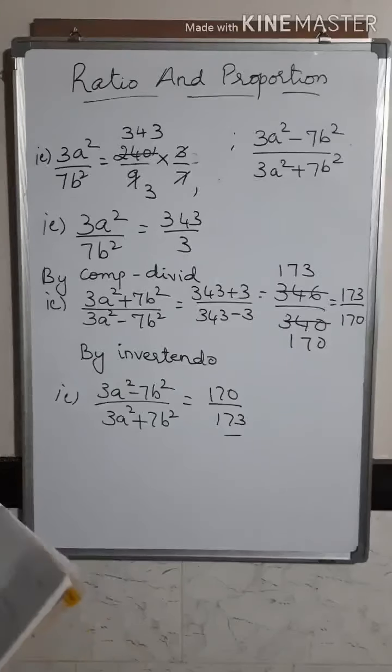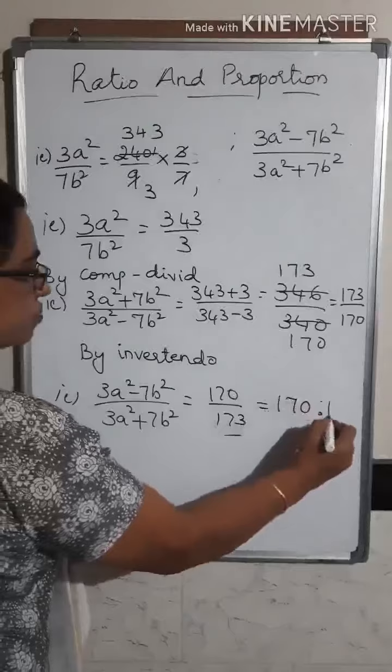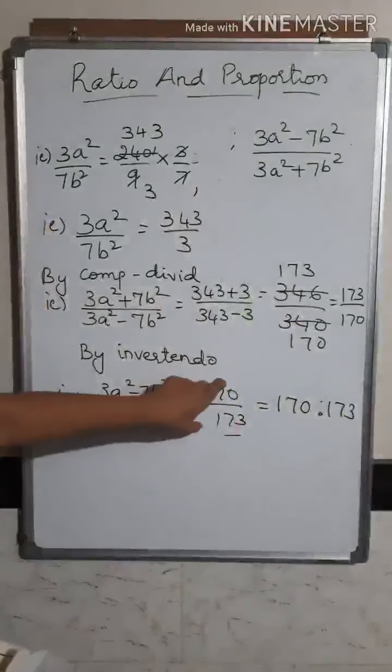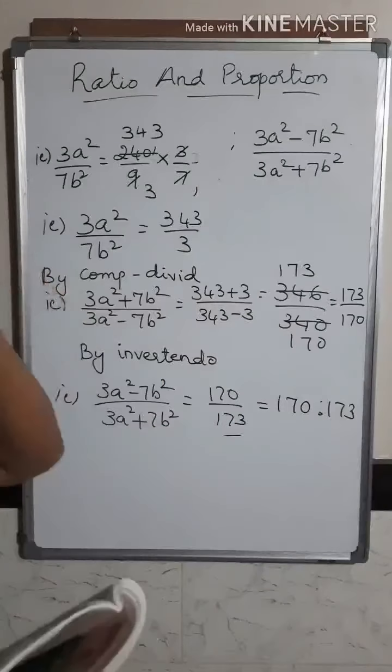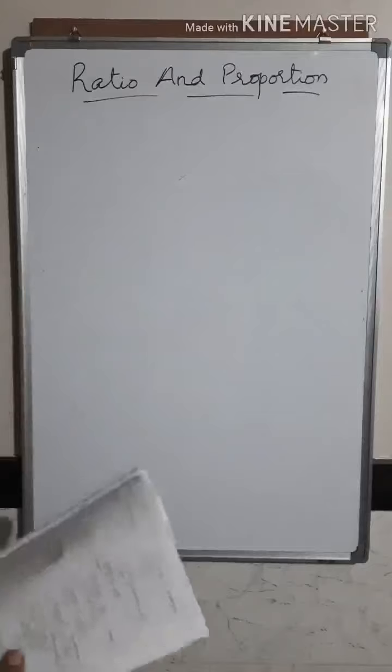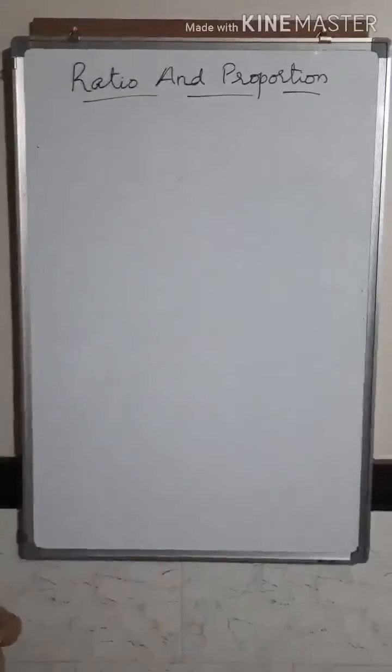So you can either leave it like this, or you can write the answer in the form of 170 is to 173. So all the problems, the final answer you can write in the form of a ratio. Now the fourth problem you have got, solve the following equations. Solve means you need to find out what is the value of x.